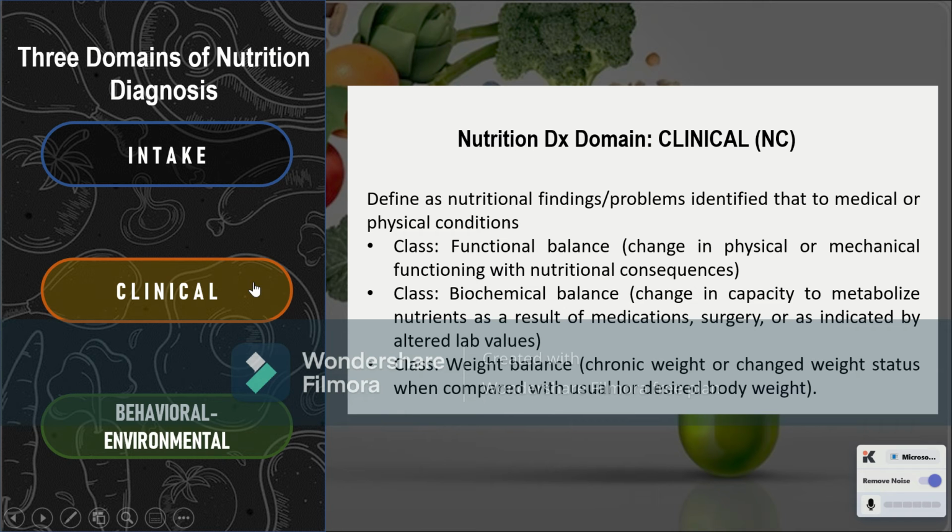Functional balance refers to the change in physical or mechanical functioning with nutritional consequences. So, example niyan is yung swallowing difficulty or biting or chewing difficulty, usually caused by a neurological disorder or mga pwede din yung stroke.